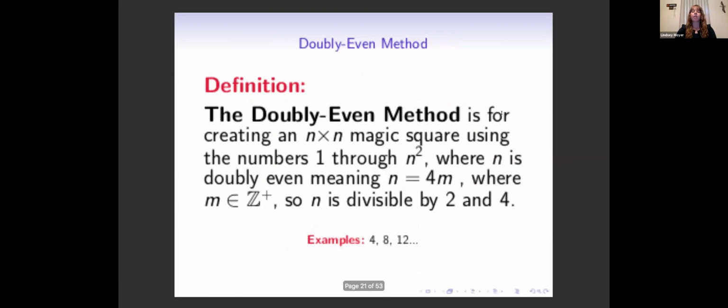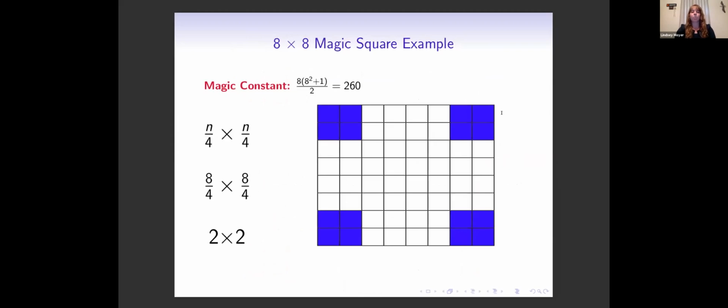Now the last method we're going to discuss is the doubly even method. This is where n is going to be doubly even. This means n equals 4m, where m is a positive integer. So now n is divisible by 2 and 4. Examples of this are 4, 8, 12, etc. Starting off, once again, we plug 8 into our magic constant formula to get 260.